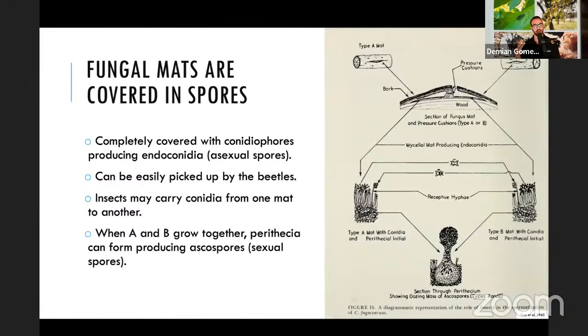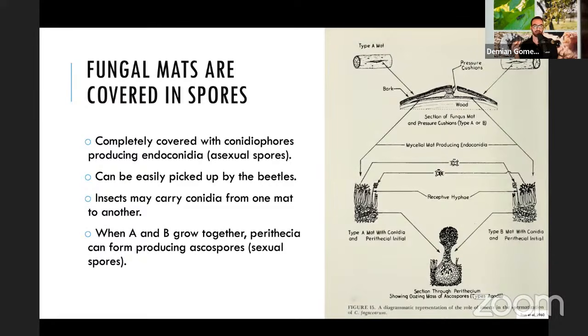So these fungal mats are covered in spores, and I really like this image. This is an image from the 1960s, but it was one of the first attempts to describe this whole process of what was going on with the beetles and the fungal mats, and to explain how these spores were actually produced. Fungal mats are covered in spores, right? And these spores, which are asexual spores, can be very easily picked up by the beetles.